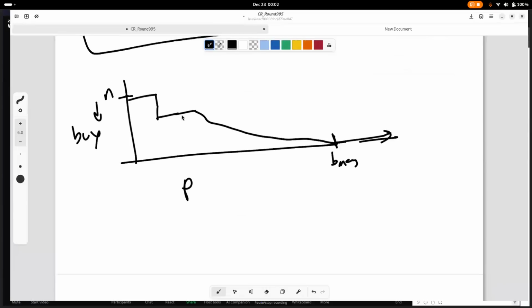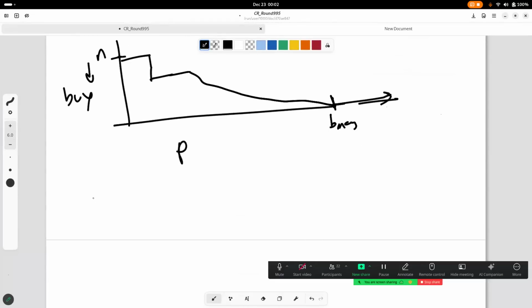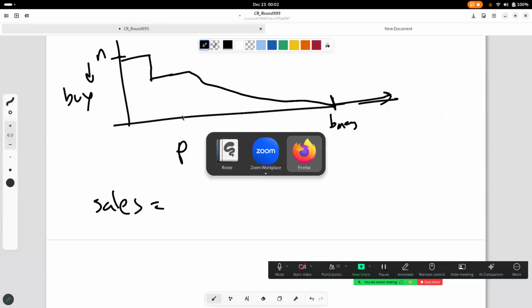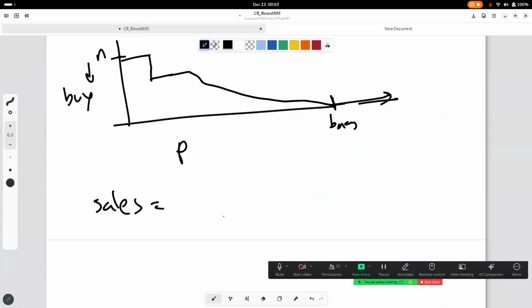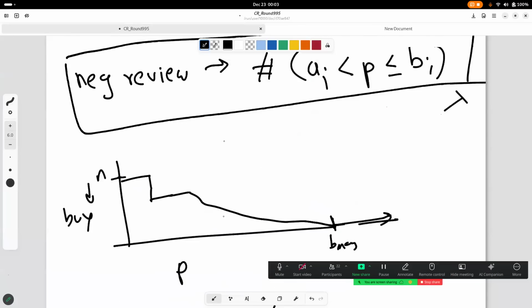And your profit, the sales that you want to maximize. Let's just say sales for now. Your sales for a price of P is P times the number of people who buy your product. Now you could kind of see that maybe you could reduce this to ternary search, though it would still be a bit difficult to see.